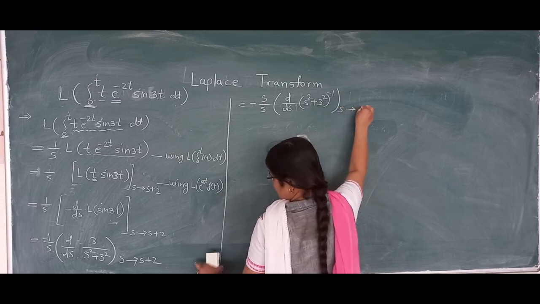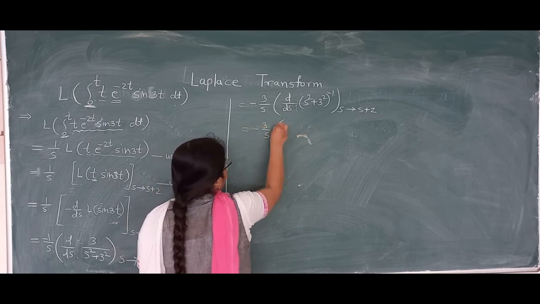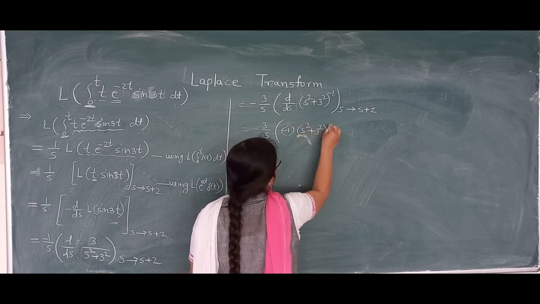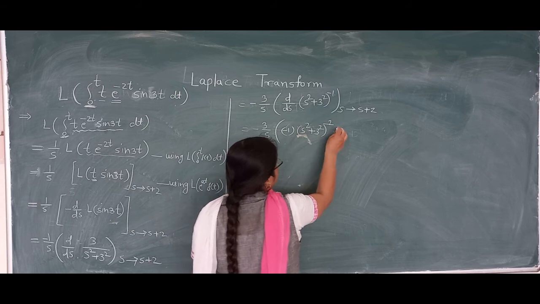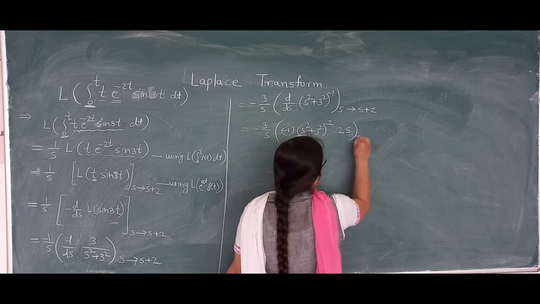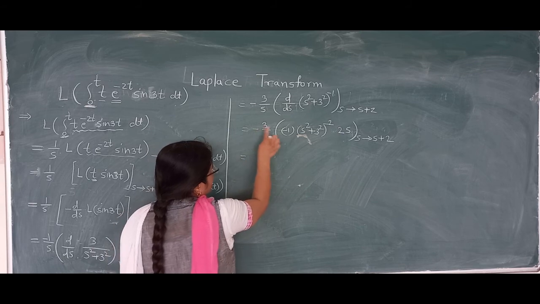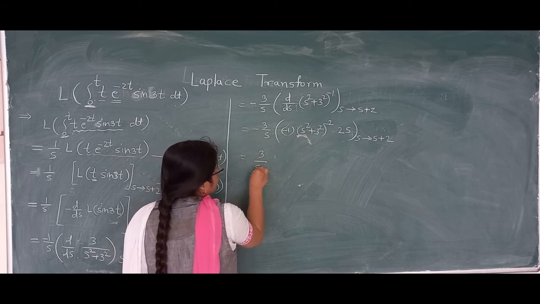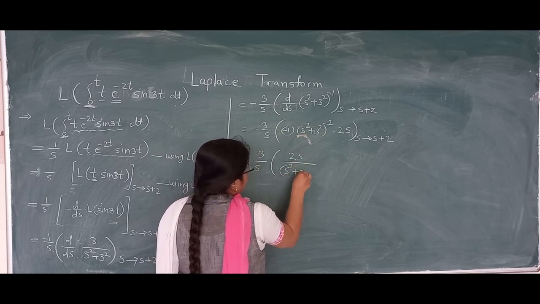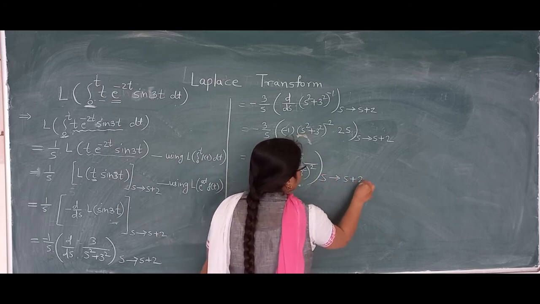S will be shifted by s plus 2. It is equal to minus 3 upon (s minus 1)(s square plus 3 square) raised to minus 2. Again its derivative, I will write it directly as 2s, and here s will be shifted by s plus 2. It is equal to minus, minus will become plus, 3 upon 2s upon (s square plus 3 square) whole square, where s is shifted by s plus 2.